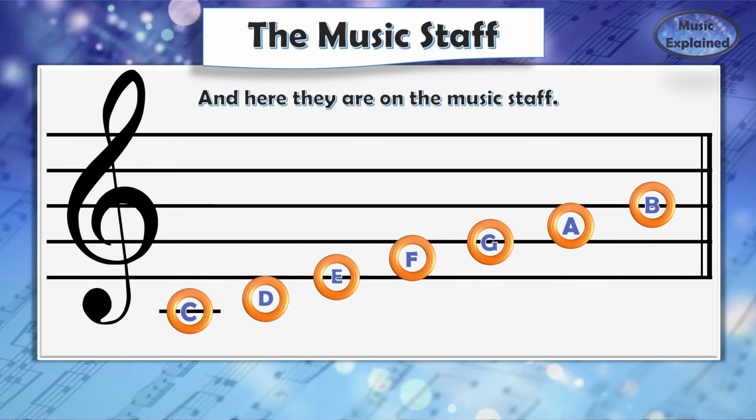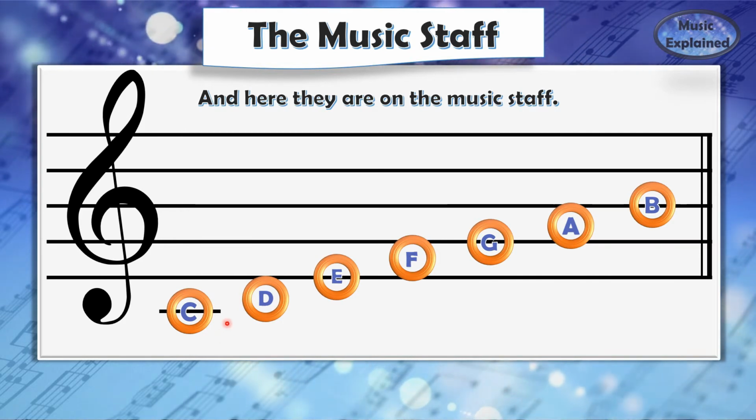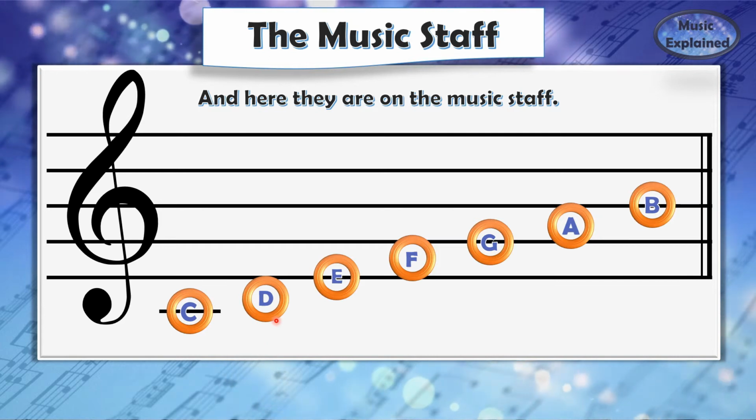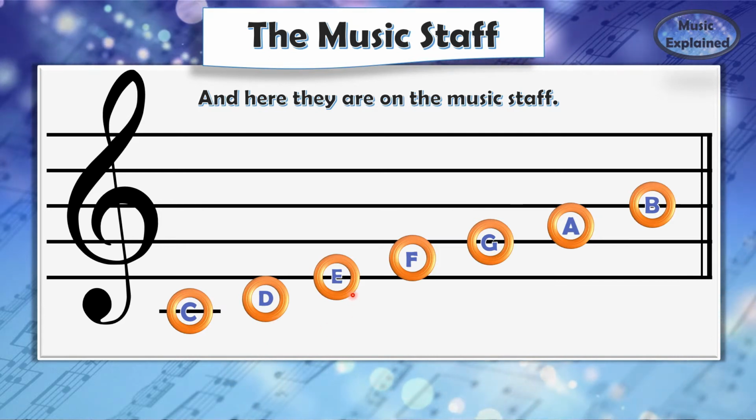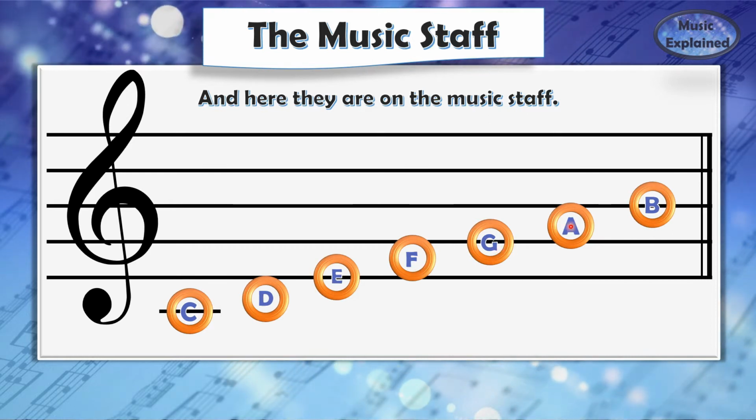Here they are on the music staff. C is on the first ledger line under the music staff, D is right under the music staff, E is on the first line, F first space, G second line, A second space, and B is on the third line.